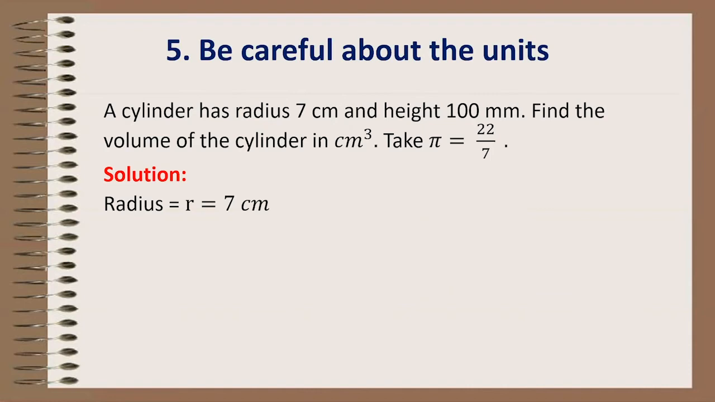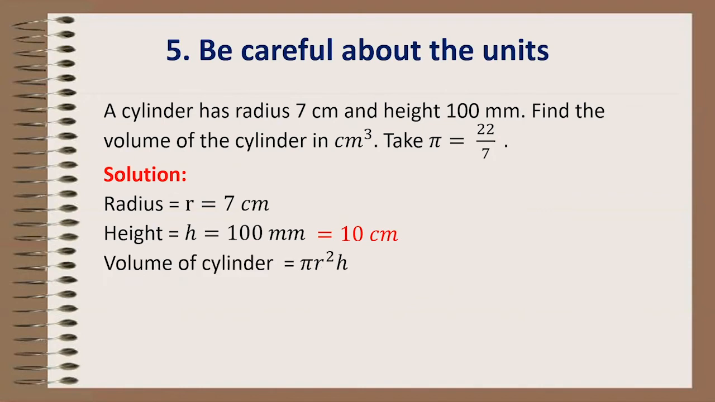So the radius is 7 centimeters, the height is 100 millimeters. So I need to convert this into centimeters, which is 10 centimeters. Then the volume of a cylinder is given by the formula pi r square h. I replace pi by 22/7, r by 7, and h by 10 to get the volume in centimeter cube. So my answer is 1,540 centimeter cube.